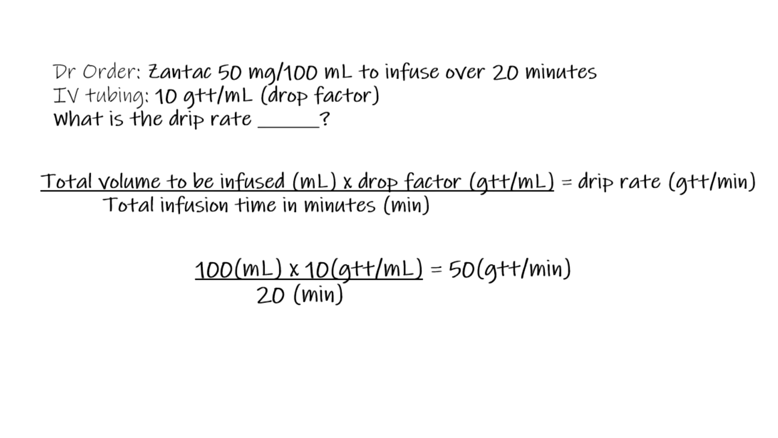The doctor ordered 50 milligrams in 100 milliliters to infuse over 20 minutes. Your IV tubing that you're using is 10 drops per milliliter. What is the drip rate? You just simply fill in the numbers in the formula. So the total volume to be infused is 100 milliliters times the drop factor you found on your tubing, which is 10, and then you're going to divide it over 20 minutes, which equals 20 drops per minute.